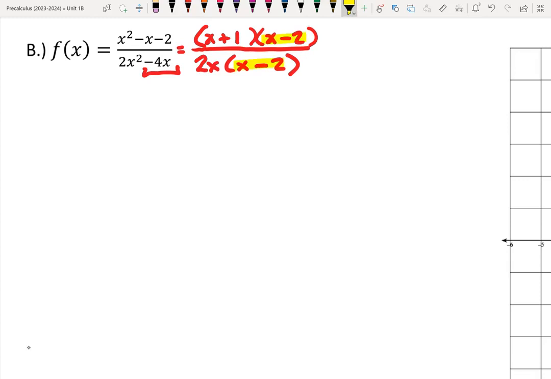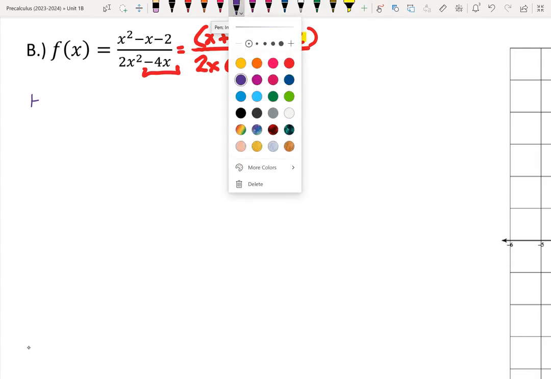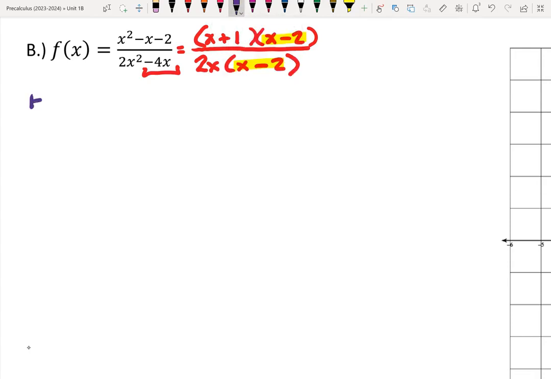Okay, let's see. Nathan, is there anything that's the same in the top and the bottom? Yep, and so then that will identify our holes for us. So, we have some holes, or at least one hole. And that hole is at when x minus 2 equals 0. So we have x equals 2.